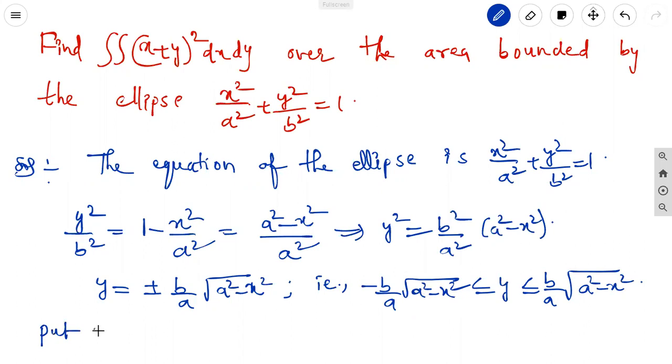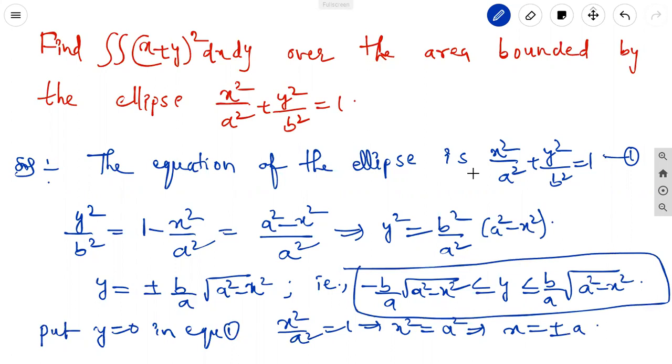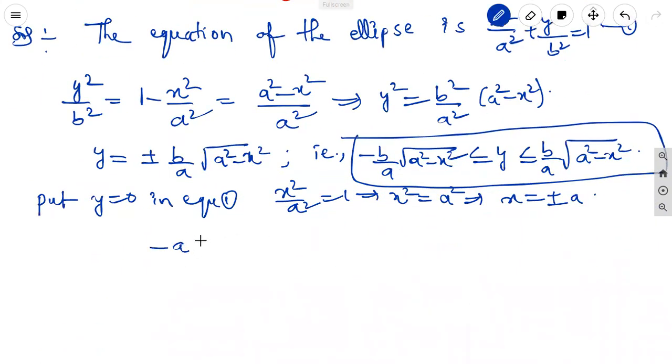Then for x limits, put y equal to 0 in equation 1. Then that is x square by a square equal to 1. From this, x square equal to a square, so x equal to plus or minus a. So the x limits are: minus a is less than or equal to x is less than or equal to a.